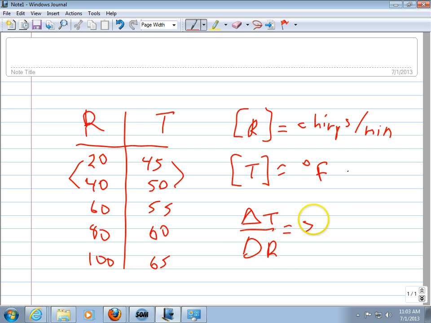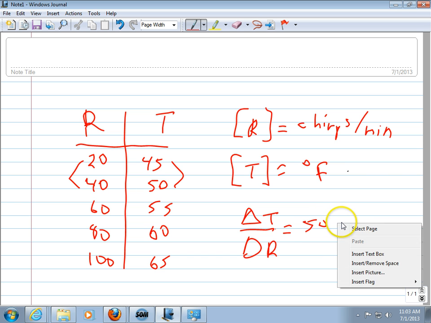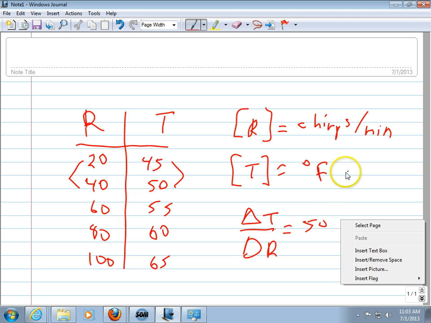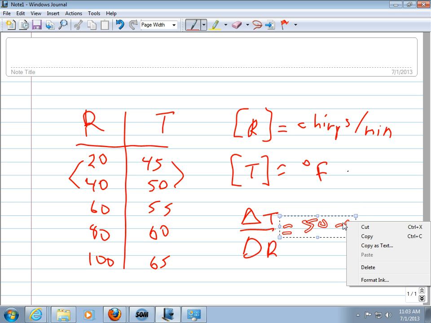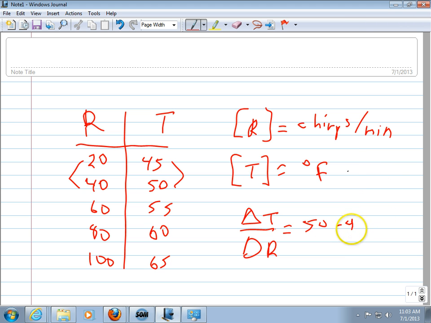It's 50 minus 45. Stop that. I do not like this pen app. What are you doing? Go away. Minus 45. Why is it doing that? You know why it's doing that? Because I don't have a multi-touch tablet and I'm touching it in two places. That's why. Okay. 45. There you go. Over 40 minus 20.